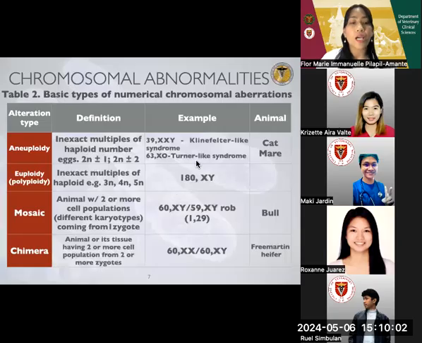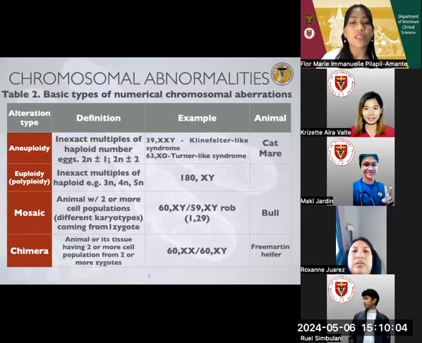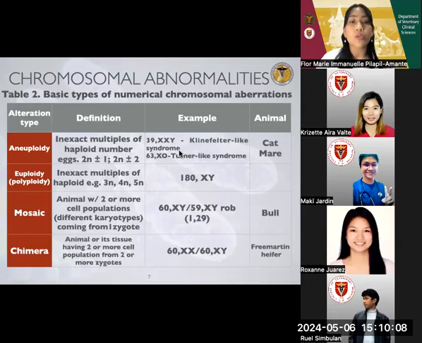So we have the cat having 38 chromosomes. For the aneuploidy, we have an additional N, which makes it 39. And instead of an XX for a female cat or an XY for a male cat, we have XXY. We call this the Klinefelter-like syndrome, and it happens in cats.